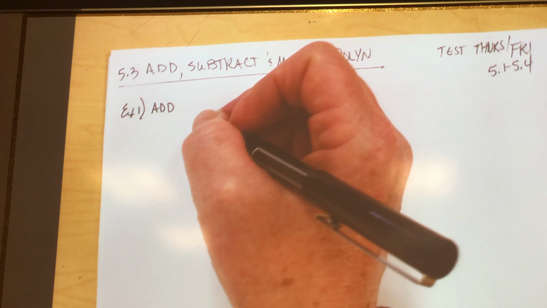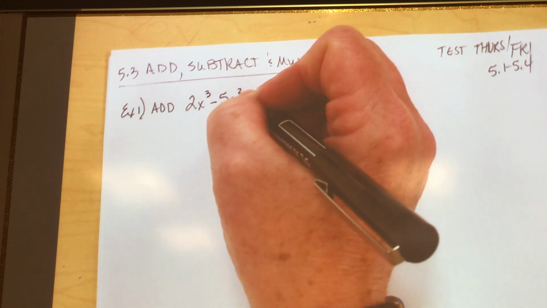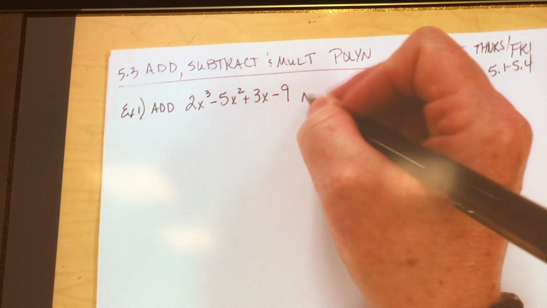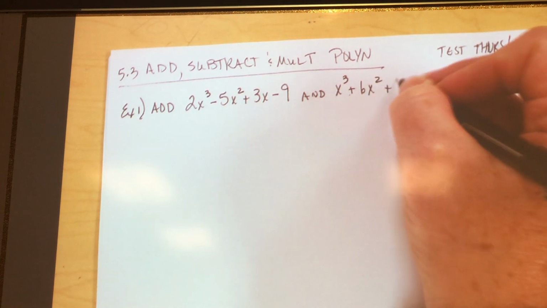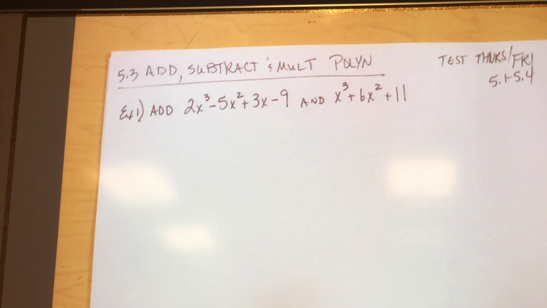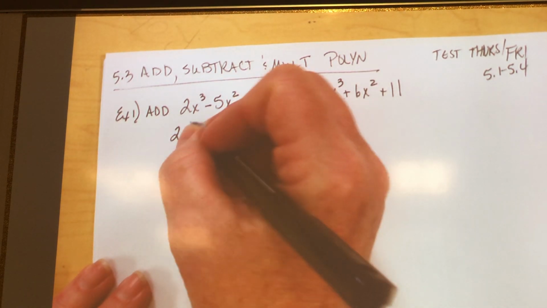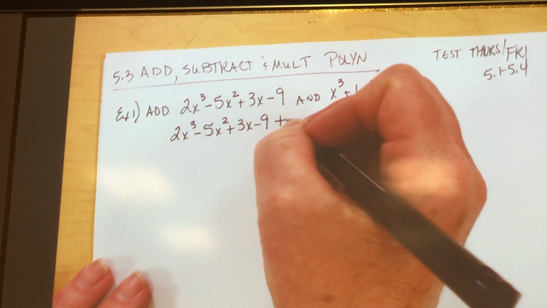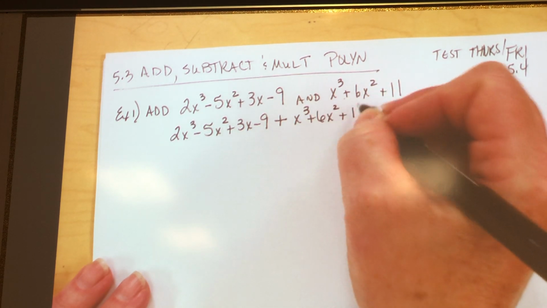Let's go, write it down. Add 2x to the 3rd minus 5x squared plus 3x minus 9. And x to the 3rd plus 6x squared plus 11. So when I add two things, all I have to do is put what in the middle? Yeah, just put a plus sign and then combine the like terms. So I'm going to write 2x to the 3rd minus 5x squared plus 3x minus 9 plus this guy, x to the 3rd plus 6x squared plus 11.